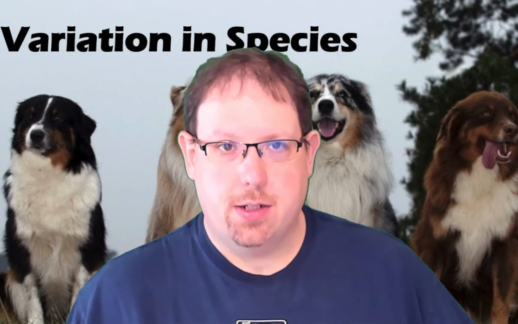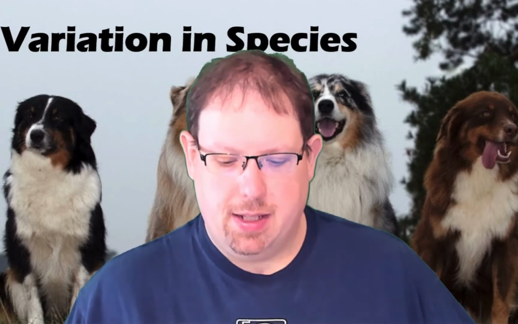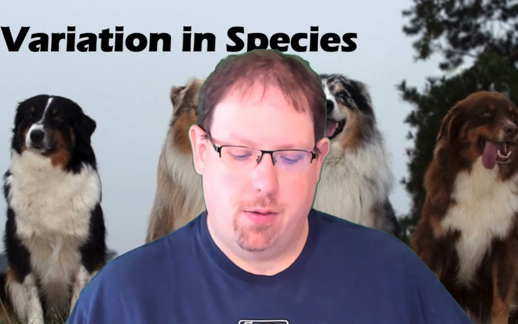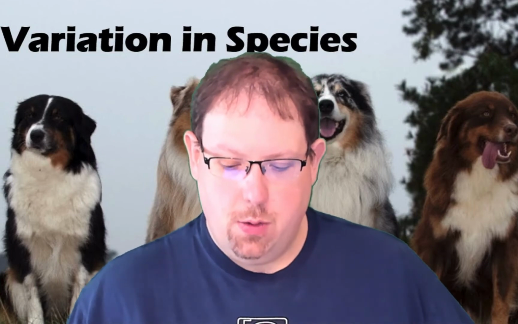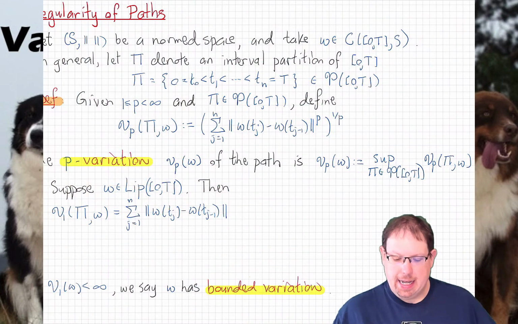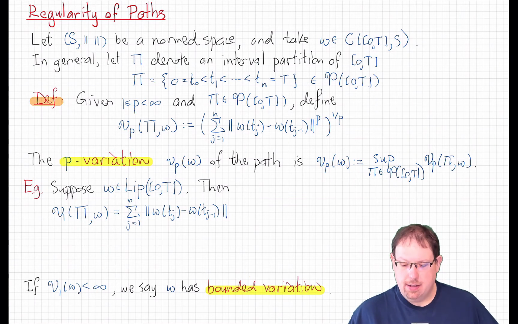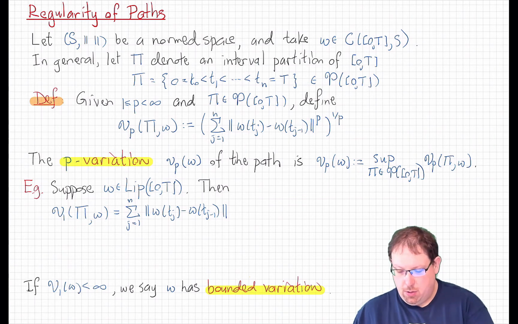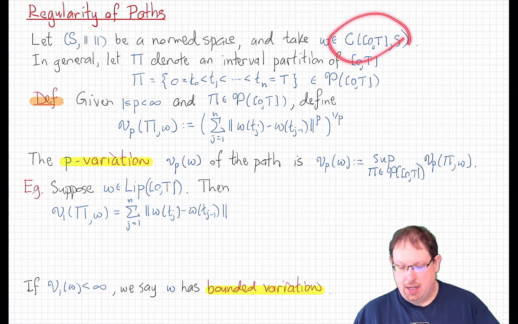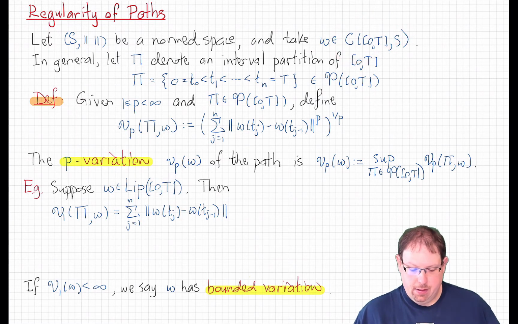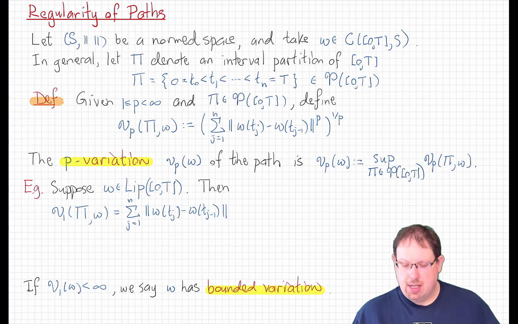In the next 2 lectures, we will give some precise statements of path regularity and path roughness. And we'll start with variation. Let S be a normed space, and let omega, again doing double duty now, denote a continuous path on a compact time interval. We're going to define a notion of regularity for these paths that resembles some of the constructions from Riemann-Stieltjes integration theory. We will use partitions of the time domain.